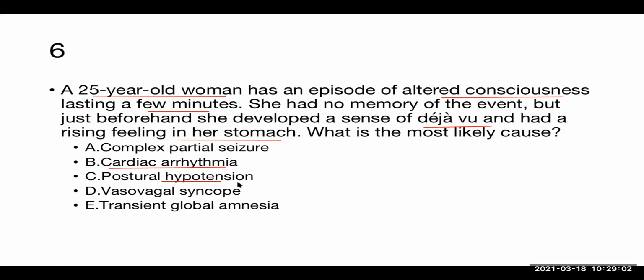Postural hypotension. While the patient is standing, the blood pressure drops, and then the person may feel dizzy or even fall on the ground. And within a short period of time, the person regains consciousness. Vasovagal syncope, a similar type of explanation here. It's a type of syncope, the most common type of syncope, which is associated with the posture, standing again. And transient global amnesia is a similar type of description, but again, no aura, no deja vu, those type of things.